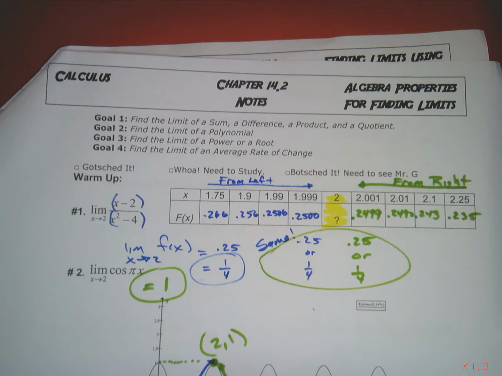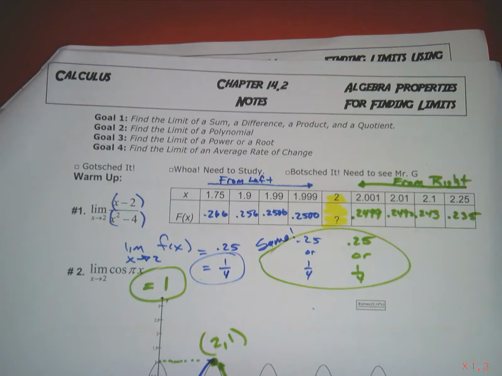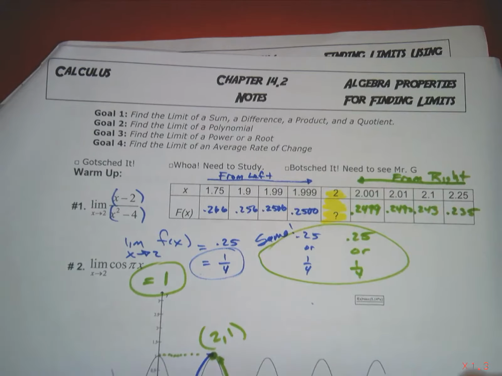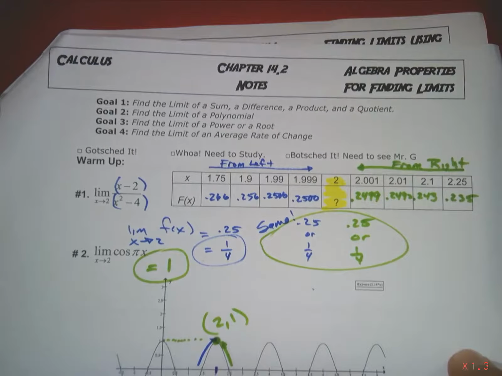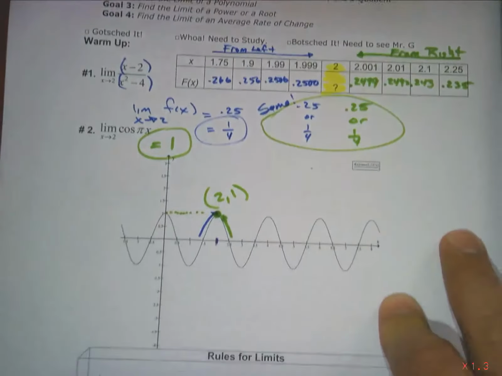So as we take a look, goal number 1 says find the limit of a sum, a difference, a product, and a quotient. Goal number 2, we're going to look at the limit of a polynomial. Goal number 3, we're going to find the limit of a power or a root. And goal number 4, we'll probably have to talk about tomorrow or Thursday, find the limit of the average rate of change. Okay. We got some new rules here.